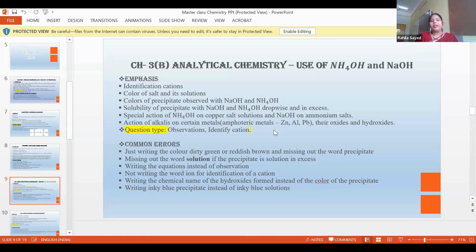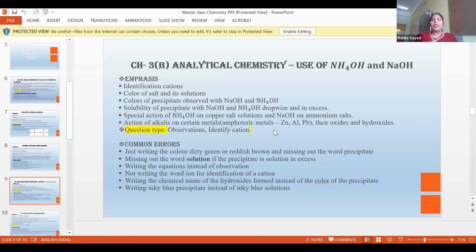Then writing the chemical name of the hydroxide formed instead of the color of the PPT. This is also a mistake which you make. Ferric hydroxide is formed. But what was the color of the ferric hydroxide? How did you come to know that it is ferric hydroxide over there? So reddish brown PPT of ferric hydroxide is formed. This you have to teach.